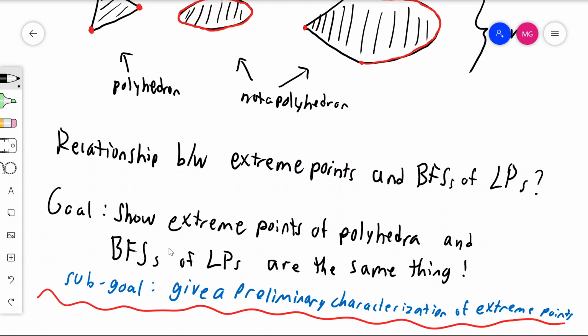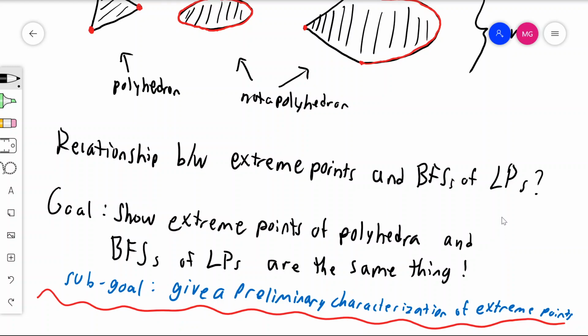And that is the entire main geometric idea of what the simplex algorithm is doing. We need to show how this actually can be established. That's our main overall goal.